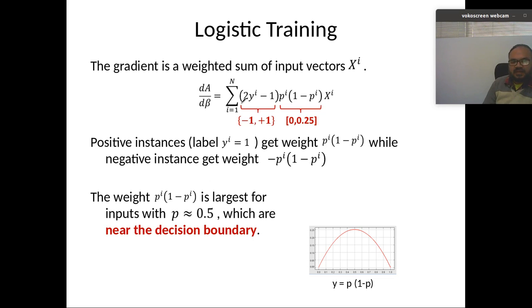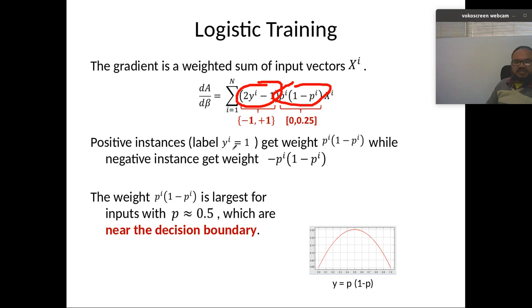So let's see how these different terms behave in this gradient. This value 2yi minus 1 is a number either minus 1 or plus 1. Because when yi is 1, this number is plus 1, 2 minus 1. When yi is 0, this number is minus 1. Then the second part is a number between 0 and 0.25. If pi is close to a central value, it would be the maximum, 0.25. If it's far from the central value, it would be a smaller value, which is around 0.